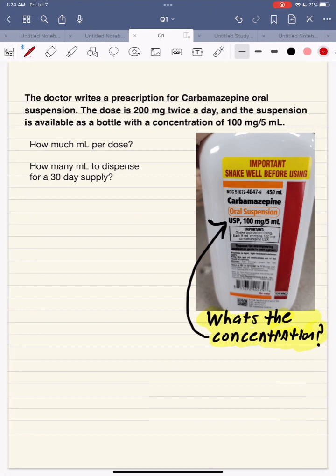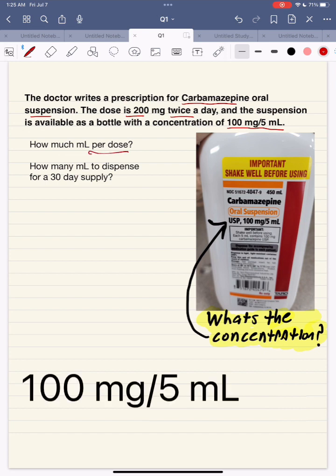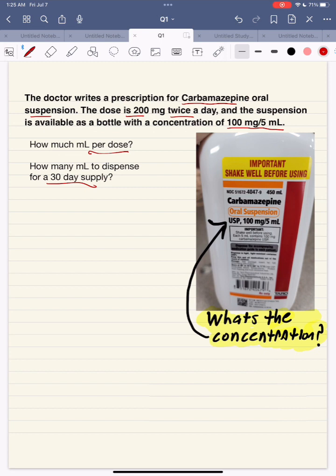The doctor writes a prescription for carbamazepine, another anti-epileptic drug, suspension 200 milligrams twice a day. Suspension is available in a concentration of 100 milligrams per 5 ml. Take a look at the bottle. How many ml per dose? How many milliliters to dispense for a 30-day supply?